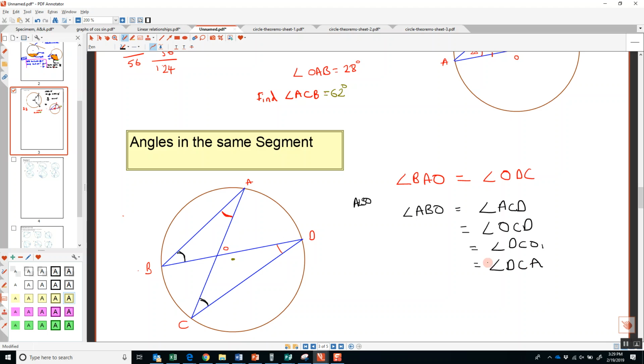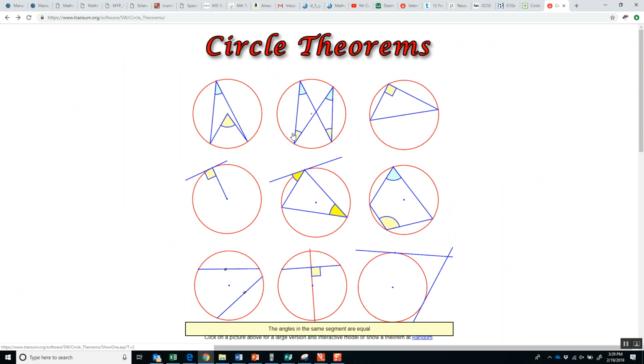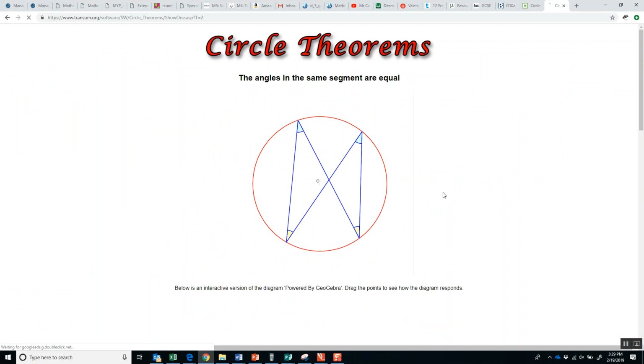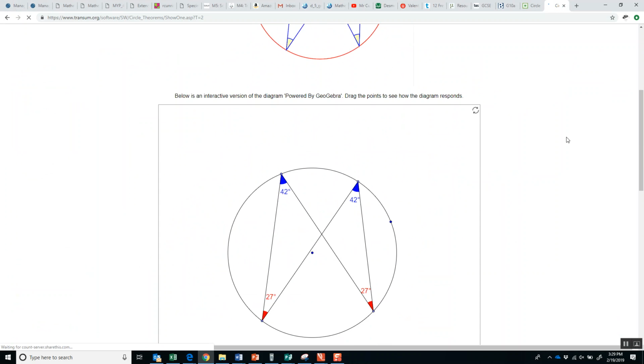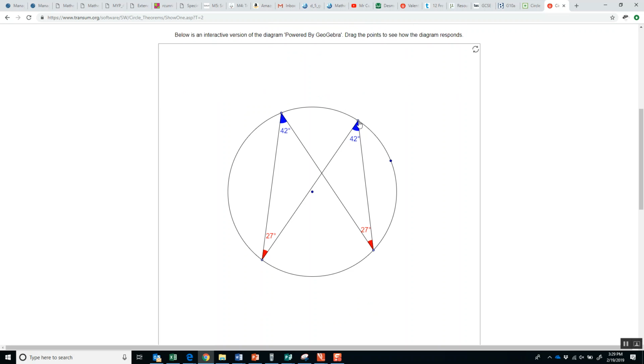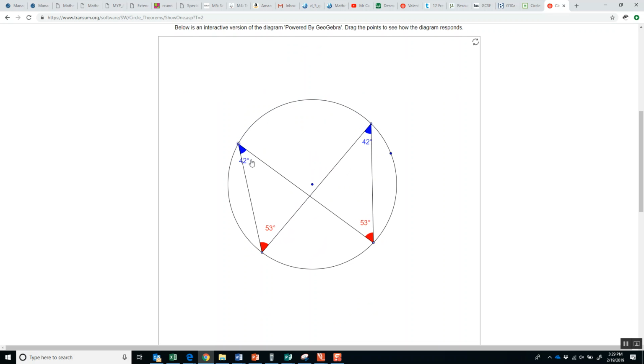Doesn't matter which way around you call it, okay? But it's important, these two angles are the same, these two angles are the same. If I go to our little, this is kind of cool because this is in transom.org. If you want to go about and play on this, you can get your interactive stuff going on. We can see that this angle is the same as this one, which is 42.